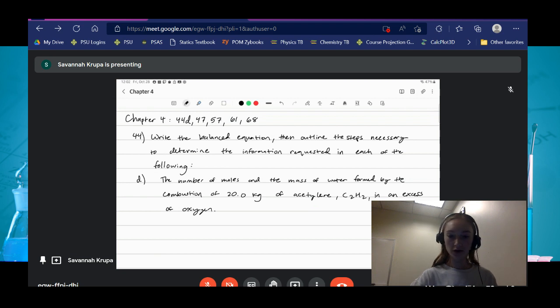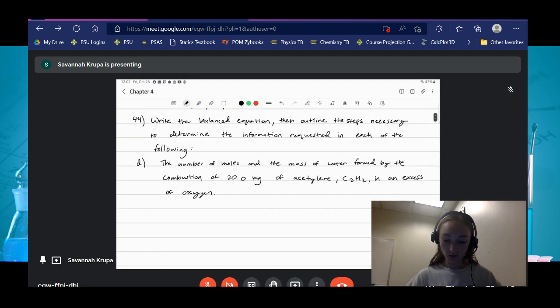So we're going to start with question 44D. And 44D asks us to write the balanced equation, then outline the steps necessary to determine the information requested in each of the following. So we have the number of moles and the mass of water formed by the combustion of 20 kilograms of acetylene, I believe that's how you pronounce it, C2H2, and an excess of oxygen.